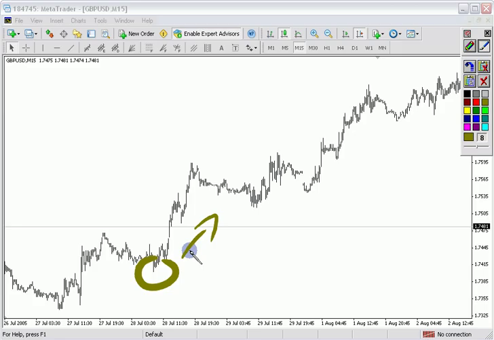You should always be looking for the most obvious chart patterns. The more obvious the patterns are, the higher chance there is that other people have spotted them, and therefore the higher chance there is that that particular move is going to be successful.